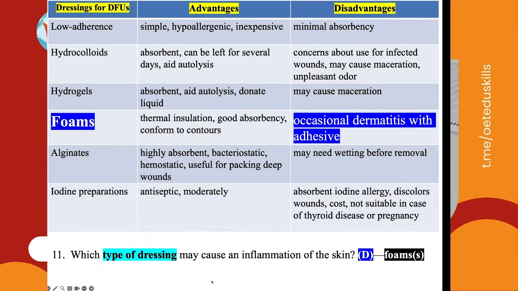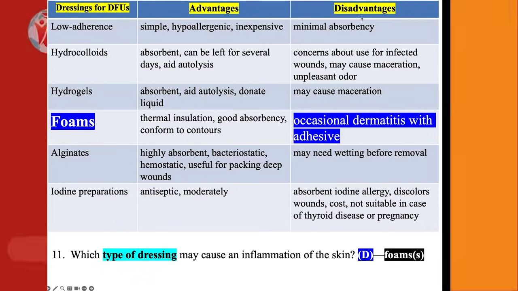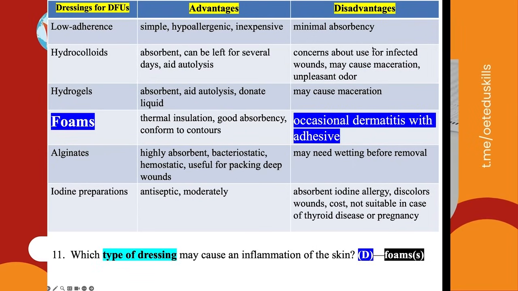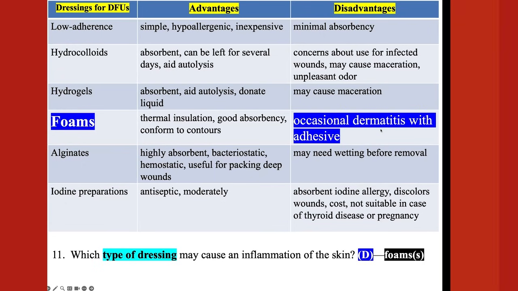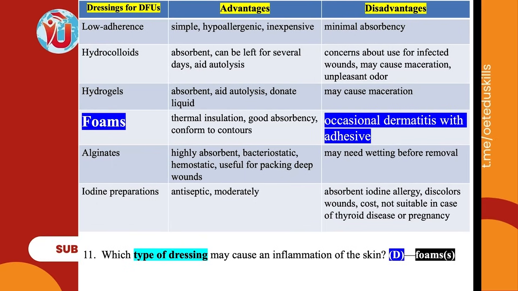Next, 11. Which type of dressing may cause an inflammation of the skin? Advantage or disadvantage? Causing inflammation. Disadvantage. So you need to go only here and find occasional dermatitis. Does it mean inflammation? Yes. Dermatitis is inflammation of the skin. That you should know. So, may cause an inflammation of the skin.